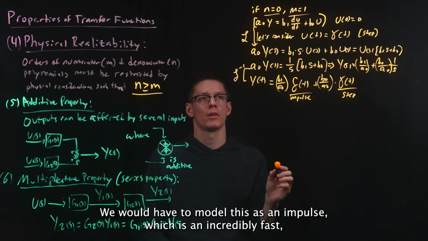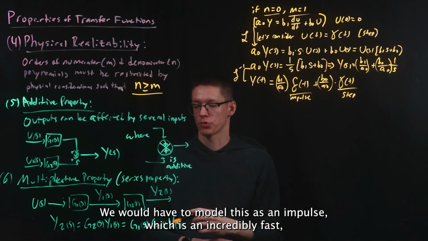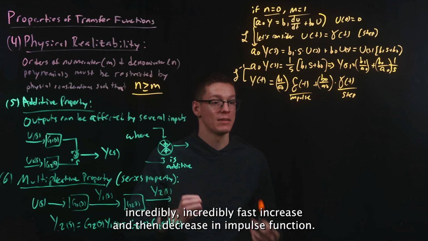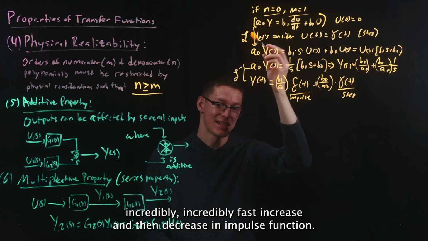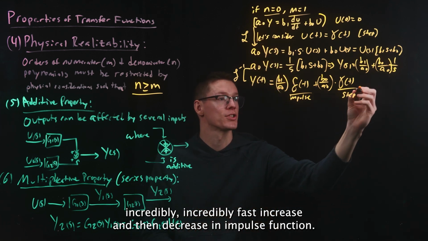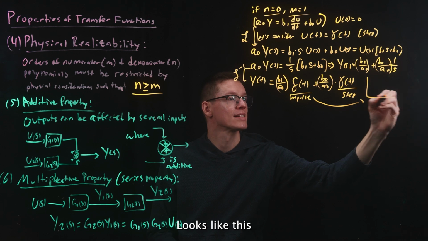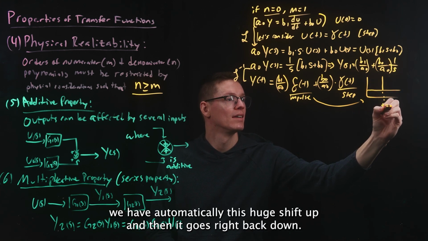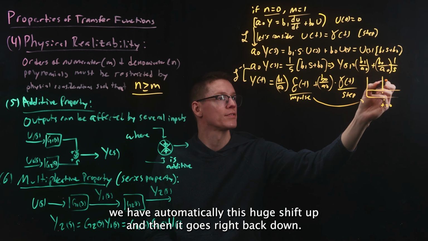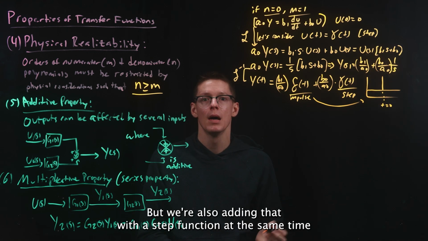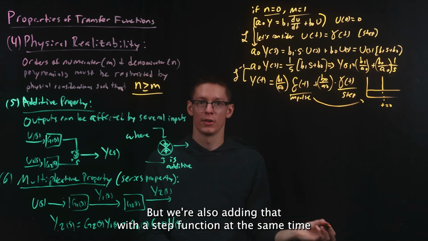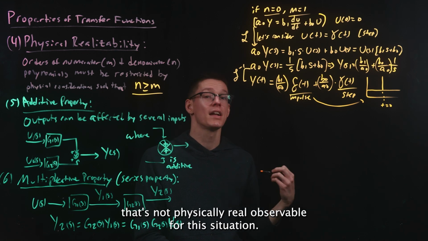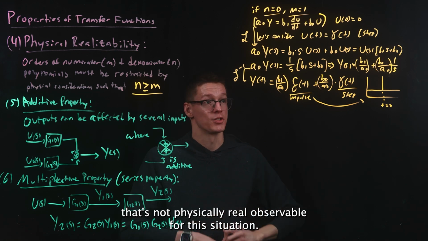We would have to model this as an impulse, which is an incredibly fast increase and then decrease. An impulse function looks like this, where at t equals 0, we have automatically this huge shift up and then it goes right back down. But we're also adding that with a step function at the same time. That's not physically realizable for this situation.